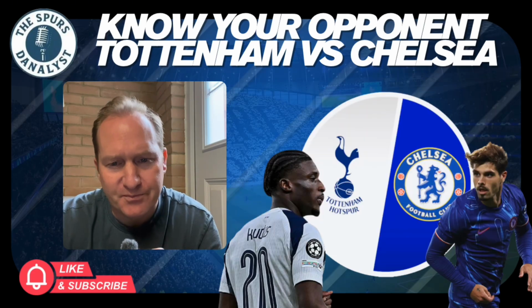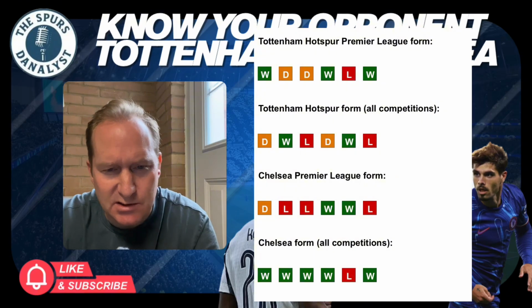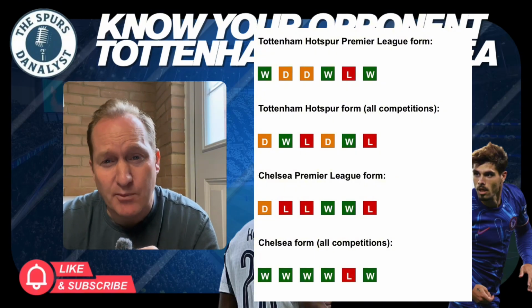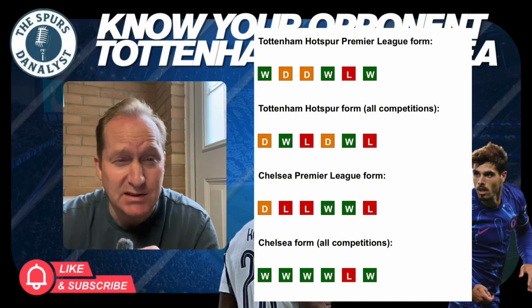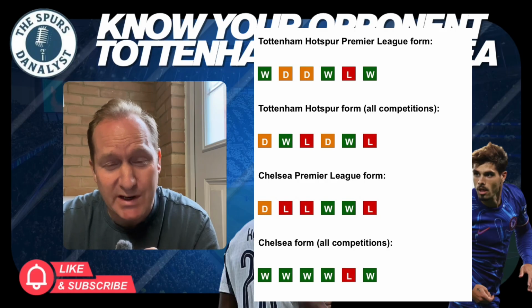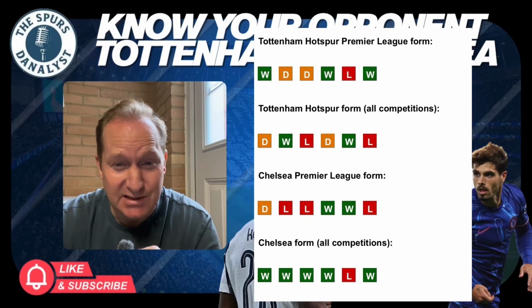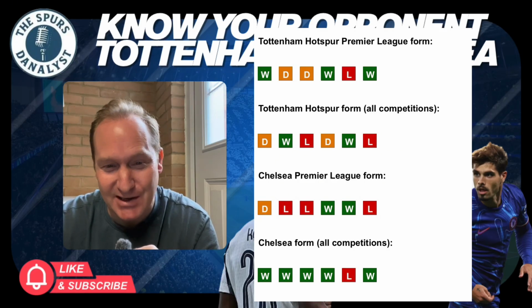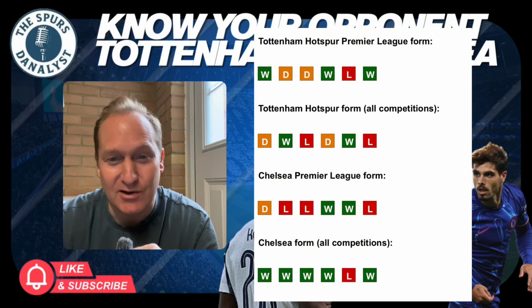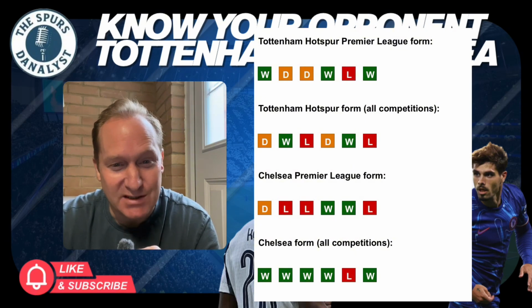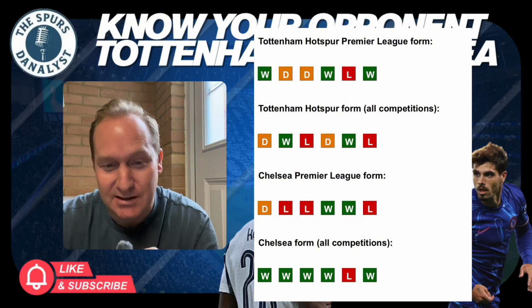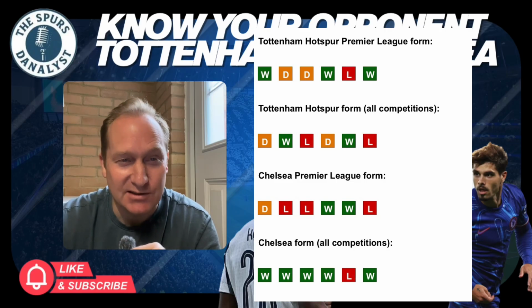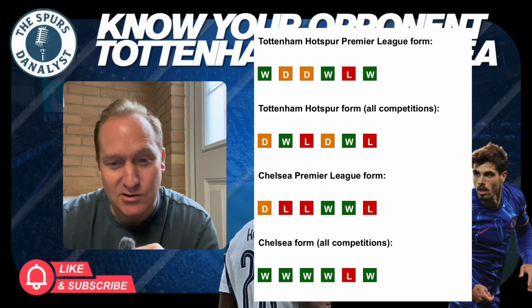Look at the form. Let's do all competitions. Premier League form for Spurs is win, two draws, win, loss, win. Form in all competitions is a bit all over the place for Spurs: draw, win, loss, draw, win, loss. Chelsea's Premier League form is draw, loss, loss, win, win, loss. But Chelsea's form in all competitions looks a lot better: win, win, win, loss, win.